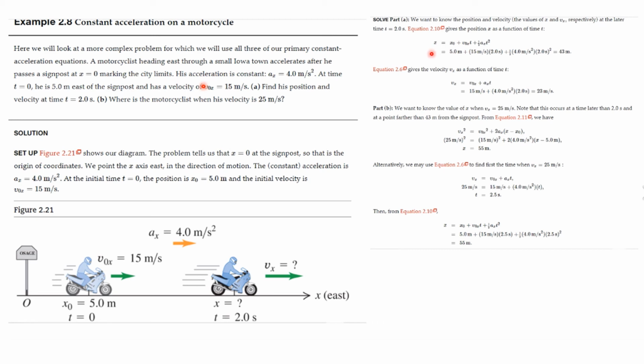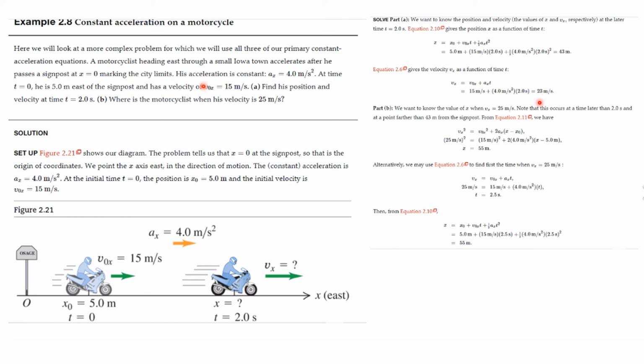So we use this equation. We get 5 plus 5 times 2 seconds plus 1/2 times 4 times t squared. We calculate and we get 43 meters. That's the position. And then for velocity, we know that the velocity is the initial velocity, which is 15 meters per second, plus the acceleration times the time. That gives us 23 meters per second.